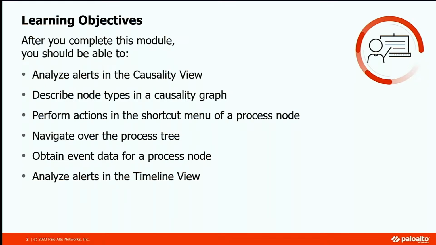You'll know how to navigate over the process tree, to view the children processes or view the parent processes and hide them. How to obtain the event data for a process node by hovering over it or clicking on it. And how to analyze your alerts using the timeline view, a different logical view, so you can see the timeline of activities that were triggered when the XDR agent generated the alert.